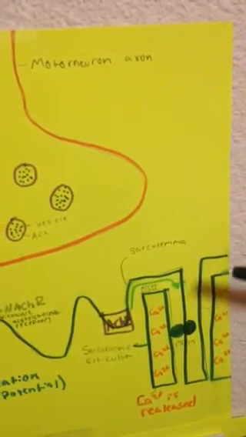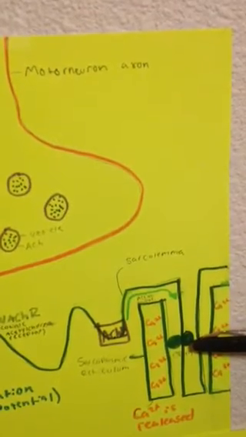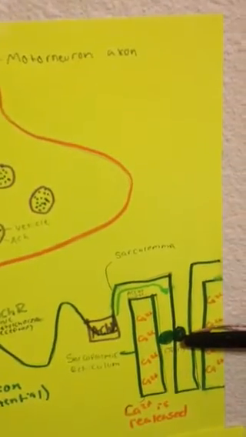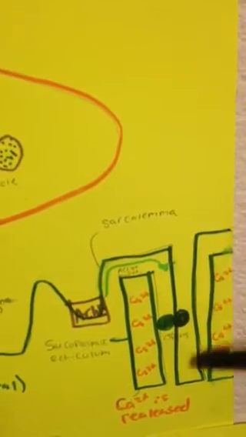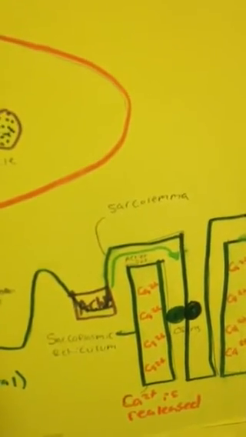The T-tubule then depolarizes, and the dihydropyridine located at the T-tubule changes shape to open the ryanodine receptor. The ryanodine receptor then releases calcium and begins step 1 of the contraction cycle.